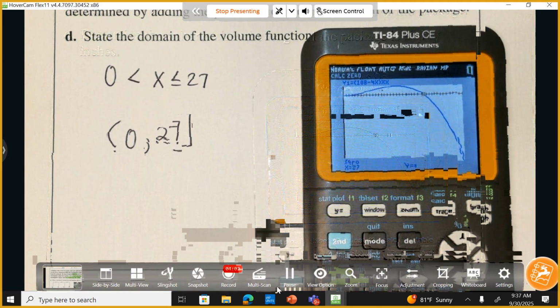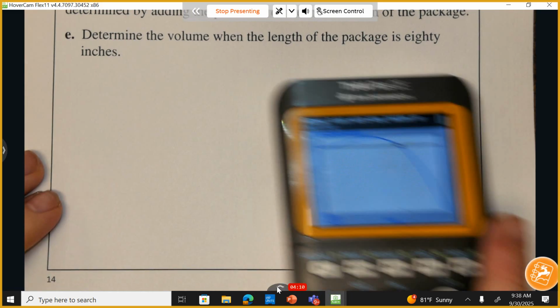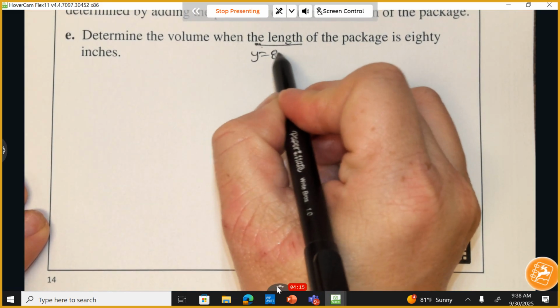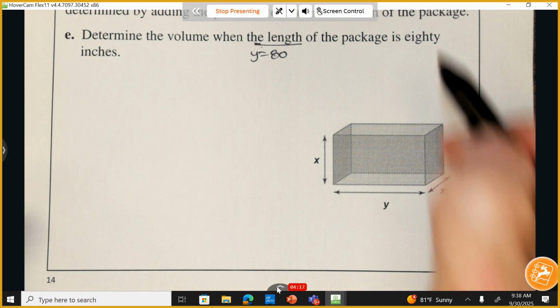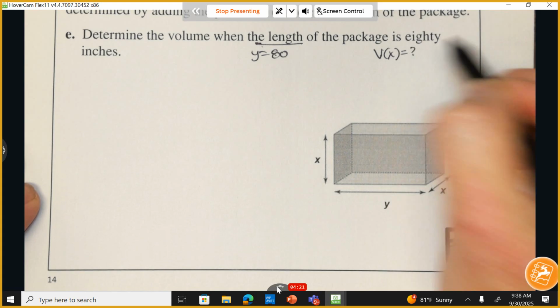A couple more questions here. Determine the volume when the length of the package is 80. So remember, my length is y. I need to put this into numbers for me. Length is y, so when y is 80, and we know that the volume, determine the volume. I don't know the volume, and the length is 80.